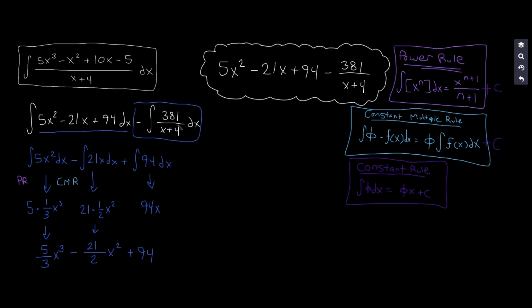Now we'll do this one. So minus the indefinite integral of 381 over x plus 4. Now the thing about this is we could factor out that 381.